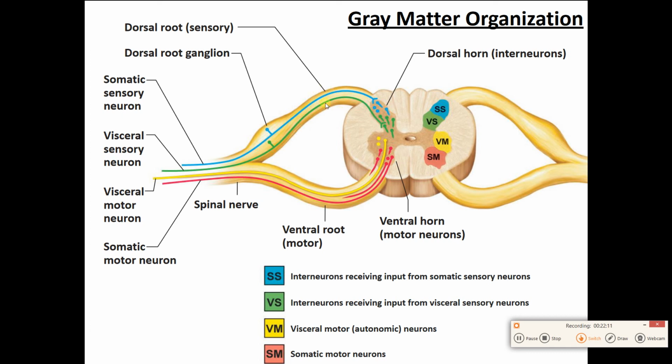Notice we have these big bundles of axons, both dorsal and ventral. This guy is a dorsal root right here, a bundle of sensory axons. This dude is a ventral root, a bundle of motor axons. Those two roots fuse to form a mixed structure called a spinal nerve. It's mixed because it's got the sensory ones going in and the motor ones going out.